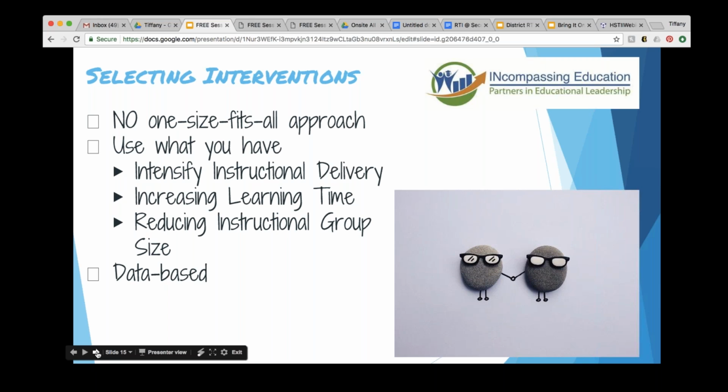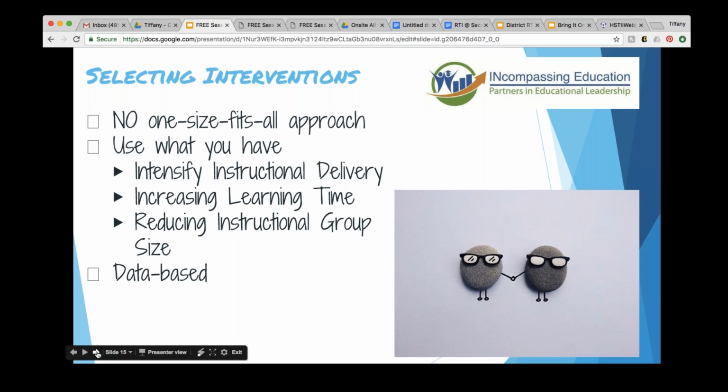So I want you to utilize what you already have. Intensify your instructional delivery. You can increase the learning time that you're working with those students, or you can reduce that instructional group size. You don't have to spend money buying this program or buying that program or hiring another person to do it. These are all things that you can do. And in doing that, you're not providing more of the same. That is not our goal when it comes to RTI interventions. If they didn't get it the first time, doing it the same way the second time is not going to get it.